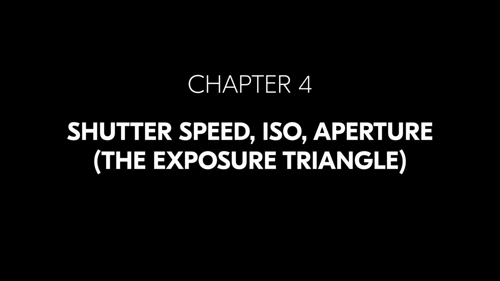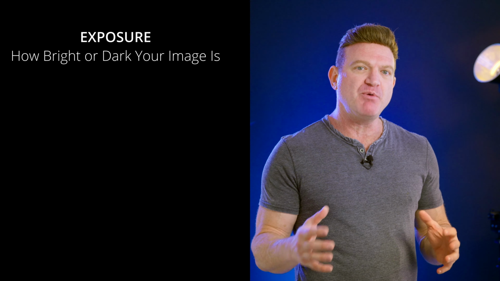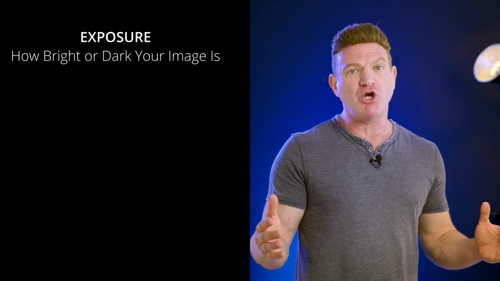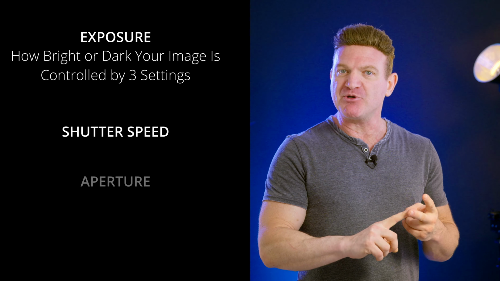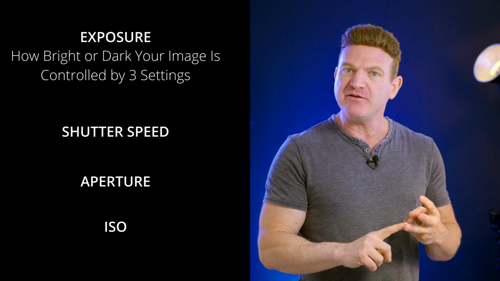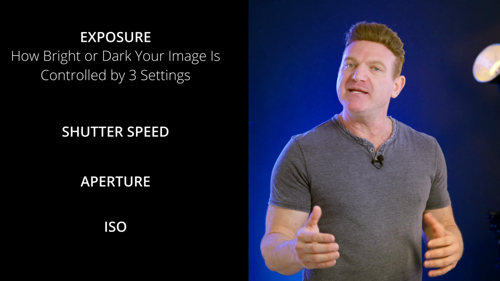All right, now that you know how to set your resolution and frame rate, let's talk about what really controls the look of your footage. Exposure. In photography and video, exposure means how bright or how dark your image is, and is controlled by three settings: shutter speed, aperture, and ISO. Together, they're called the exposure triangle, and getting a good image means balancing all three.